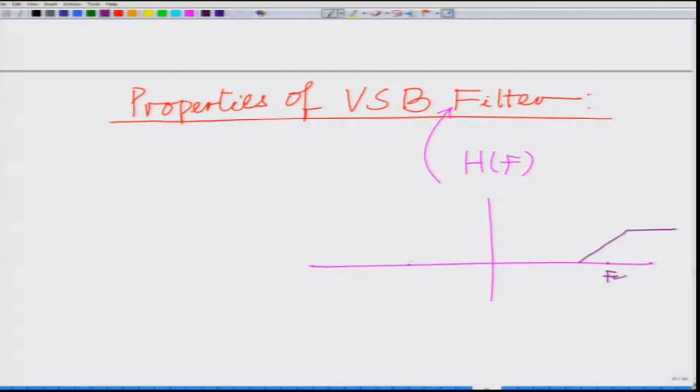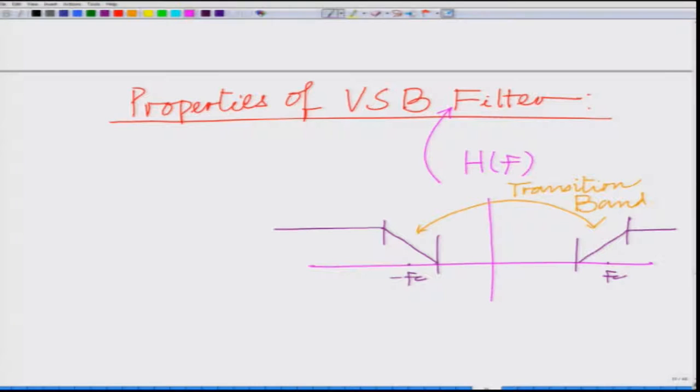is a high pass filter, but it's not an ideal high pass filter. So it has a finite transition band, correct? So this is minus fc. And these two bands are your transition bands, where the response lies between 0 and 1, that is, rising from 0 to 1. That is known as the transition band, and this is a non-ideal high pass filter with cutoff frequency fc.